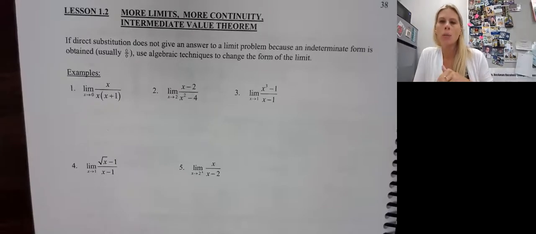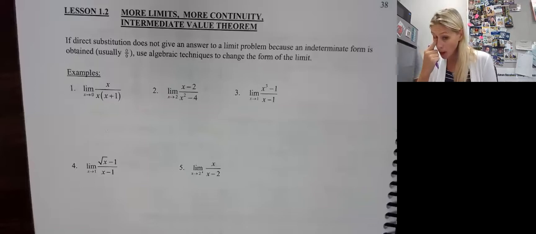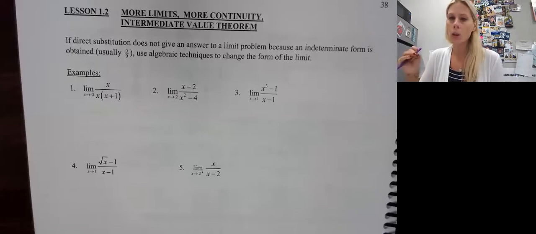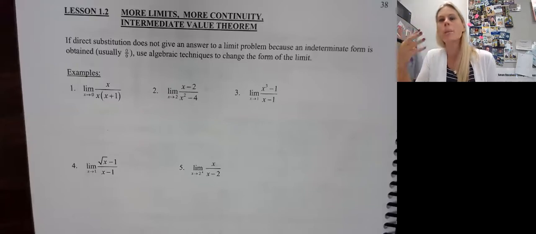Last time when we talked about limits, we were looking at graphs, and then we talked about if there wasn't a graph that we could use direct substitution. Remember, that's always the first step to see if there's direct substitution in there. If direct substitution does not give an answer to a limit problem because the indeterminate form is obtained, meaning 0 over 0, or in some cases, again, this will be later, infinity over infinity. That is what we call indeterminate, okay? We have to use the algebraic techniques to change the form to be able then to take the limit.